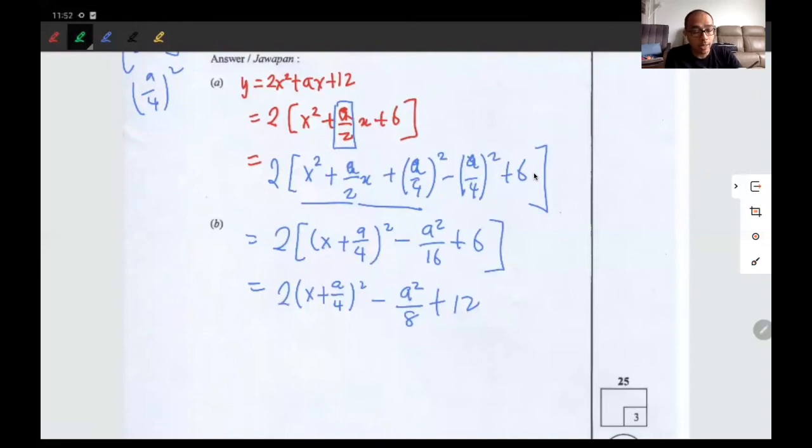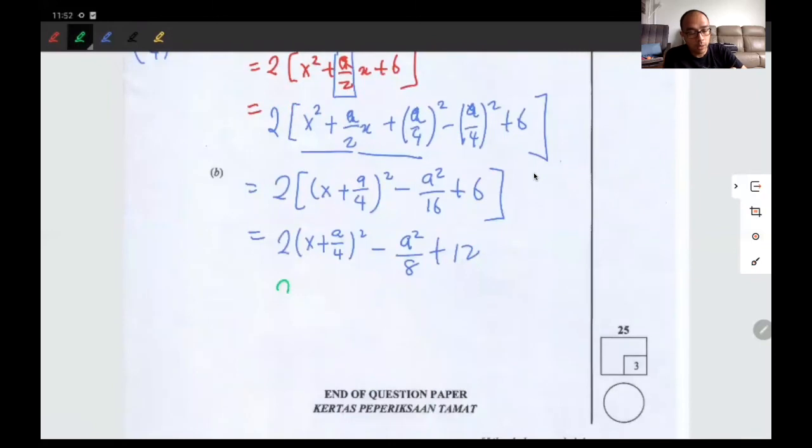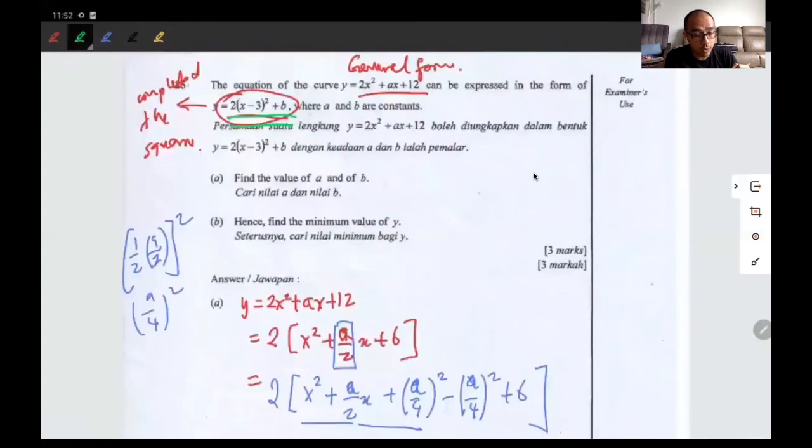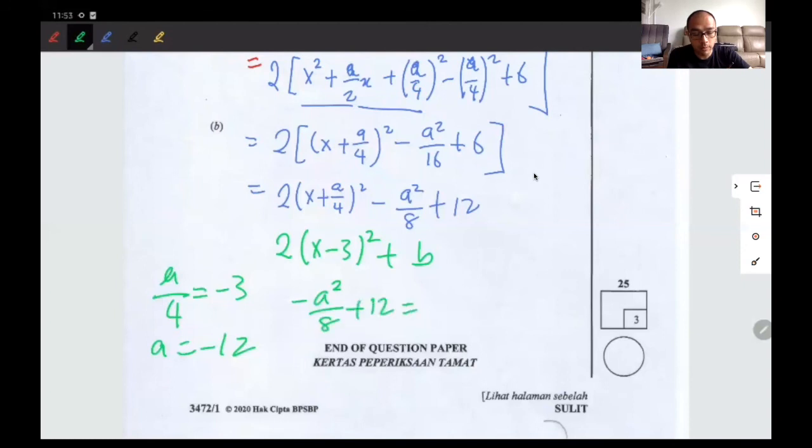Now, I compare this with this one. Okay, 2x minus 3 squared plus b. Is that right? Yeah, 2x minus 3 squared plus b. When you compare this, you will get a over 4. Okay, a over 4 equals negative 3, so a equals negative 12. And minus a squared over 8 plus 12 equals b.